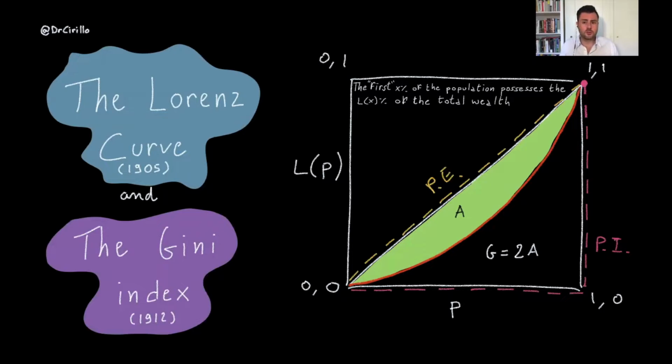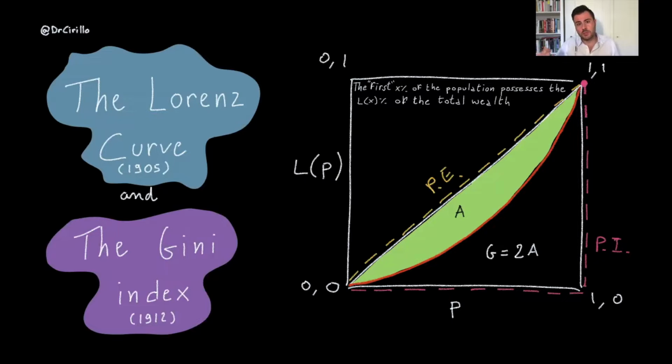So the Lorenz curve is nothing more than the curve that tells me that for the first X% of the population, or for us, for the first P% of the population, I have an amount L(P)% of the total wealth. Okay, so it's a curve that starts in 0, because obviously when I consider nobody, so if there is no individual that I'm taking into consideration, the total wealth in the hands of no one is 0.